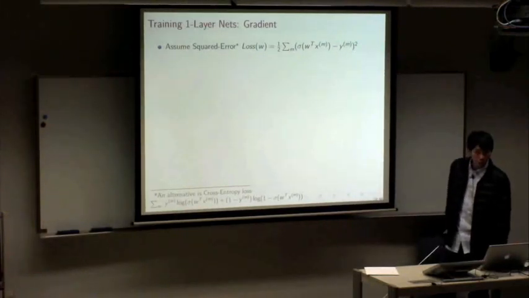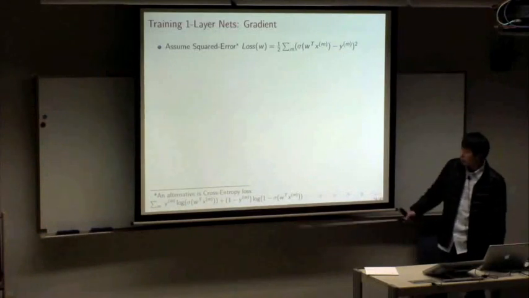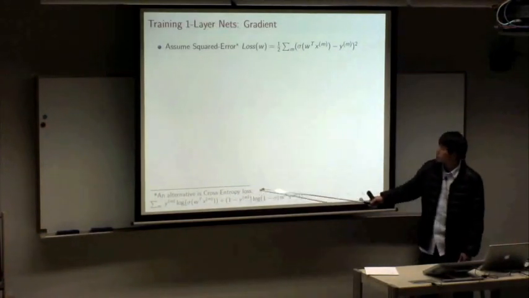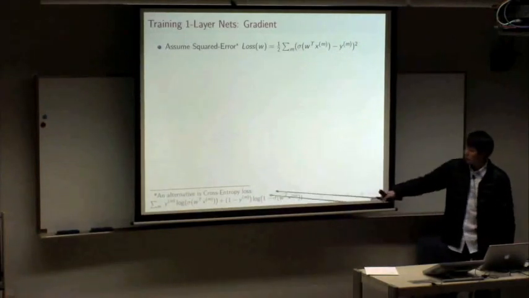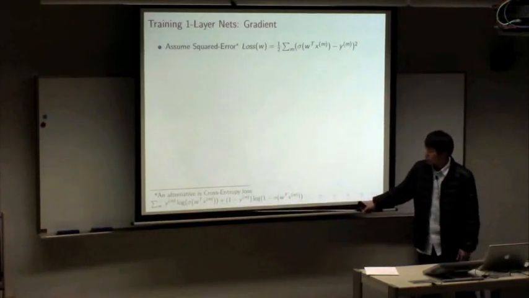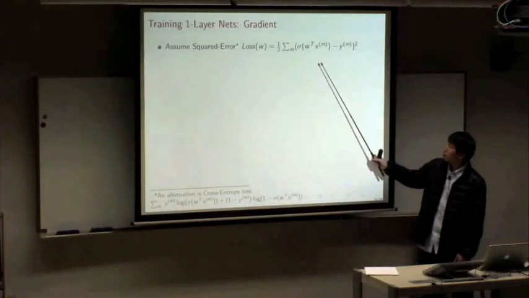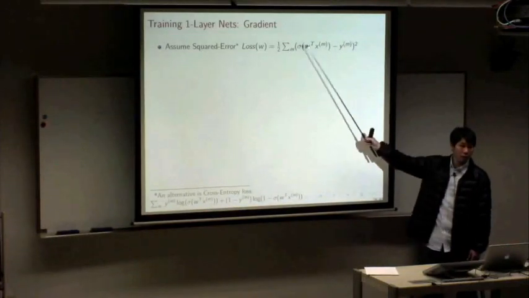When you read textbooks or the literature, you often come across something called cross entropy loss. This is an alternative to square error loss, and depending on what you want to do, sometimes this is actually more natural. But for demonstration purposes, I'll do everything with this loss.